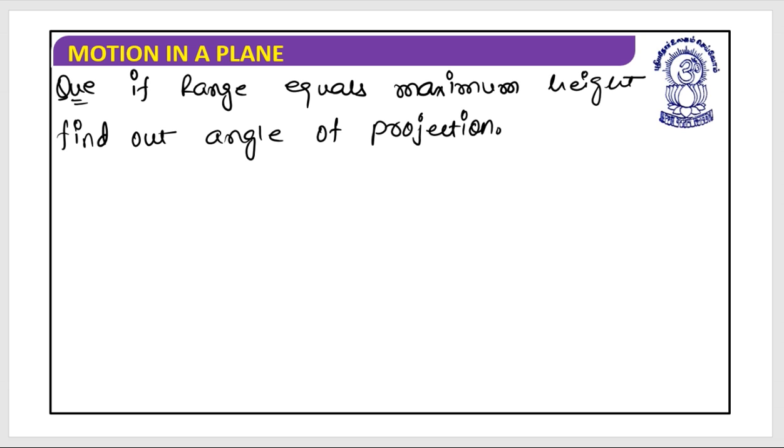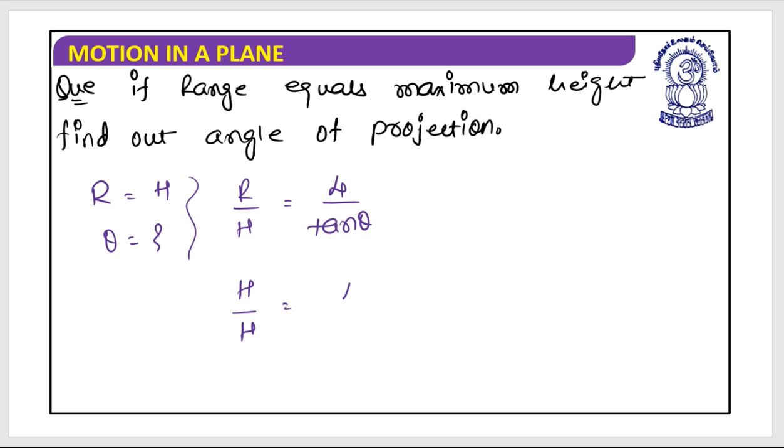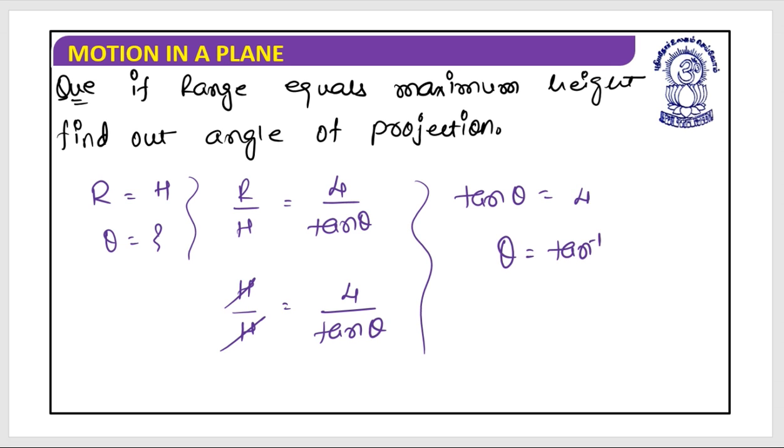How could you do this? What they say is R is equal to H. Theta is required. So what can I write? R by H is equal to 4 by tan theta. So as R is equal to H, this should be H by H is equal to 4 by tan theta. This is simply the one. H by H has been cancelled. Yes, and as tan theta is equal to 4, theta is equal to tan inverse of 4. That's it. The task has been done.